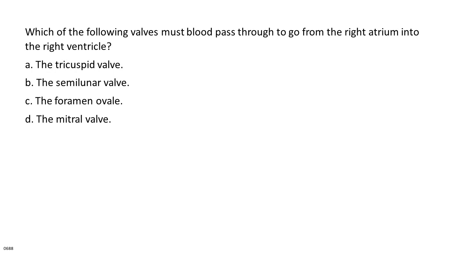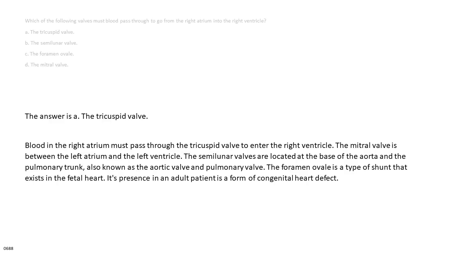Which of the following valves must blood pass through to go from the right atrium into the right ventricle? A. The tricuspid valve. B. The semilunar valve. C. The foramen ovale. D. The mitral valve. The answer is A. The tricuspid valve.